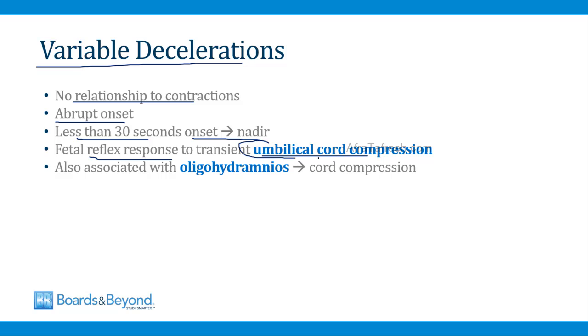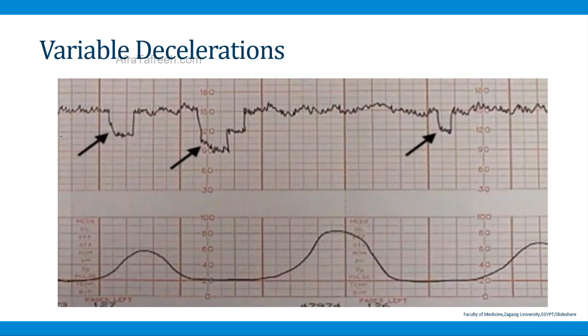The umbilical cord is simply being compressed by the position of the baby in the uterus, so that compression can come and go randomly, unrelated to the contractions. Variable decels are also associated with oligohydramnios, and that's because when there's less amniotic fluid, it's easier for the cord to become compressed. And here's a zoomed in example of variable decelerations.